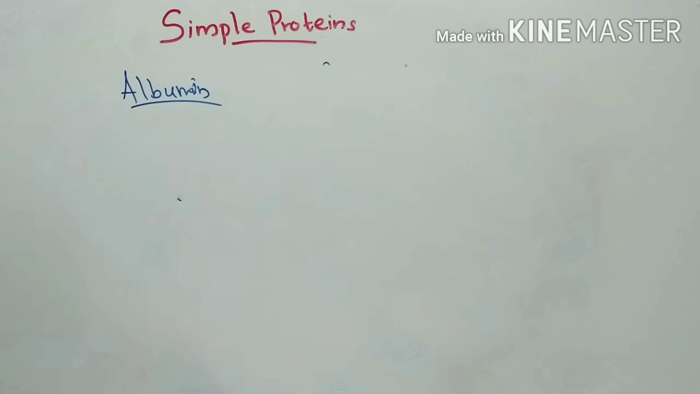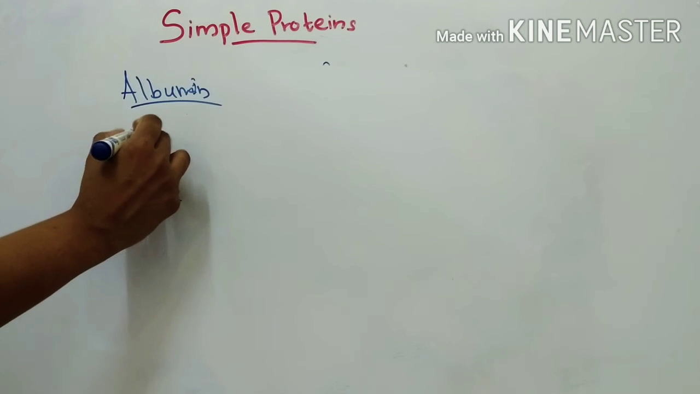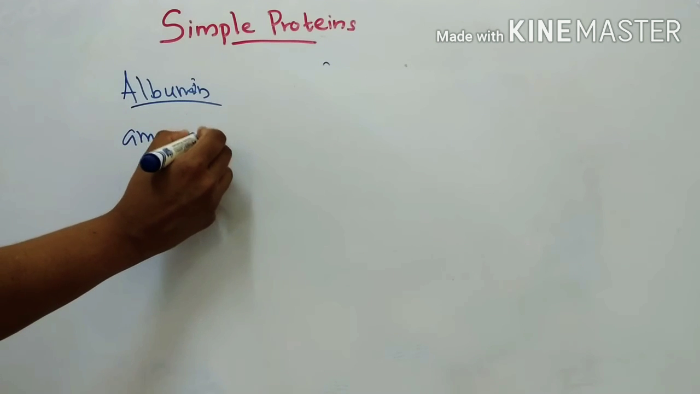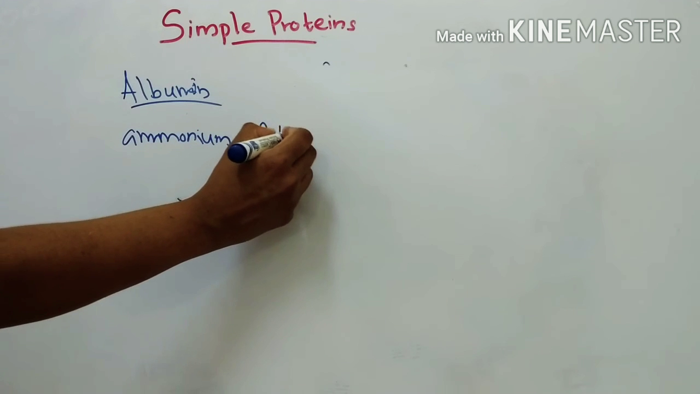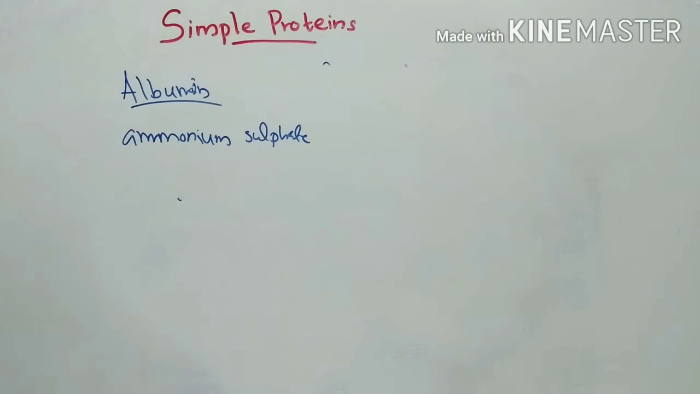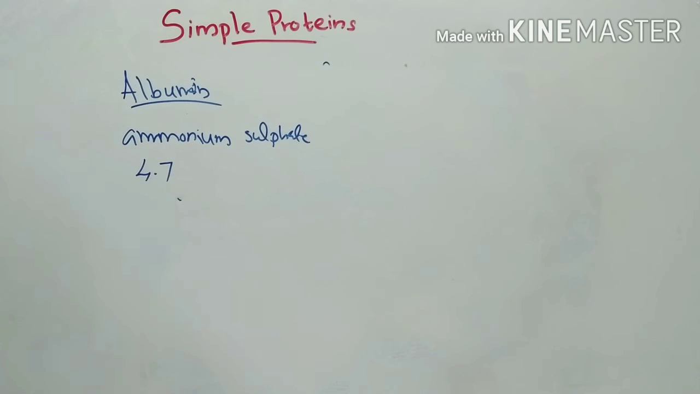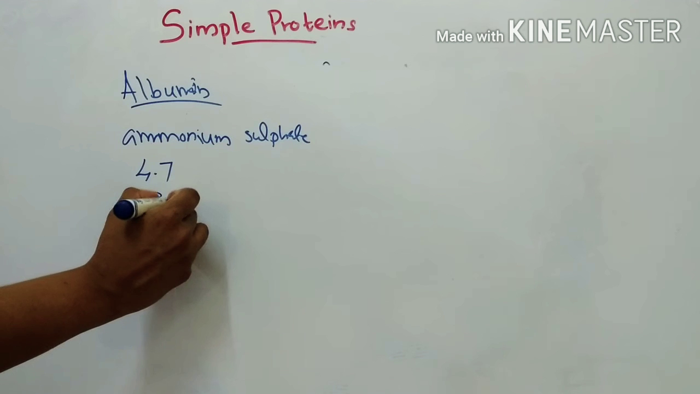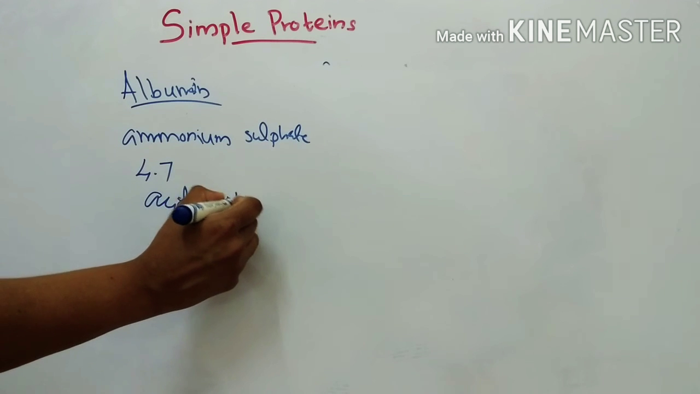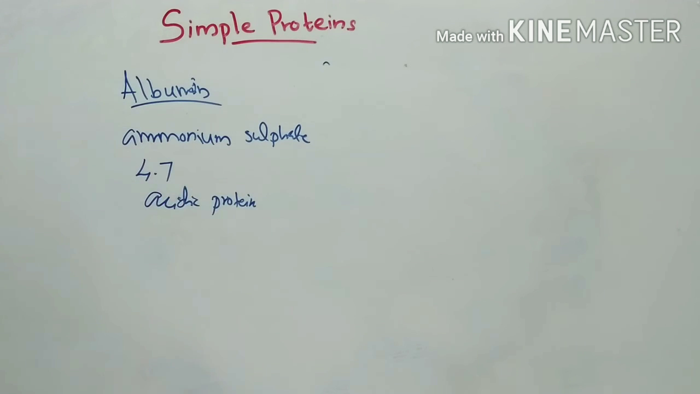Albumins may be precipitated in solution by saturating the solution with ammonium sulfate. They have a low isoelectric pH, about 4.7, so they are acidic proteins at the pH of 7.4. They are deficient in glycine.